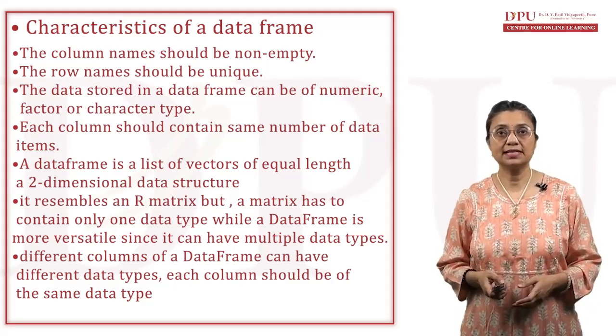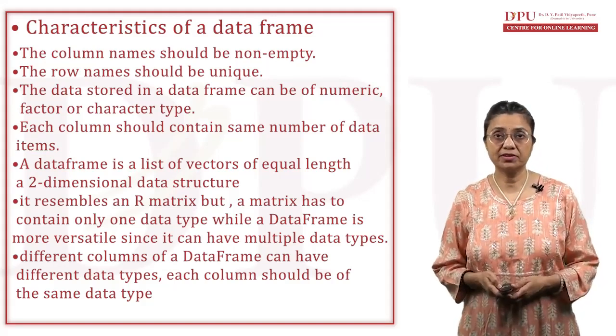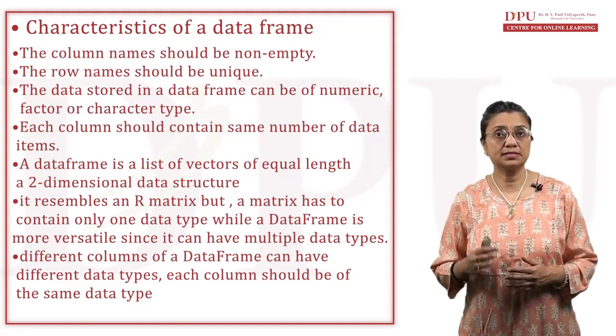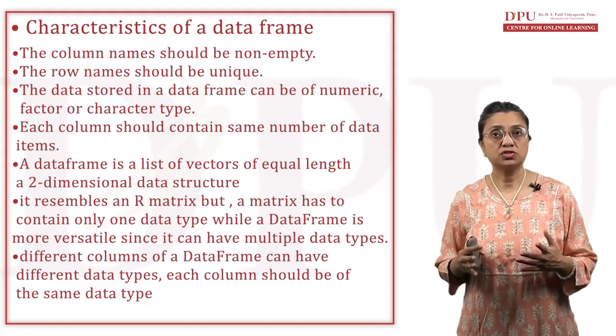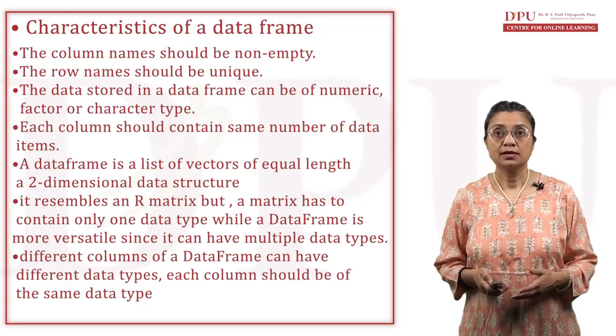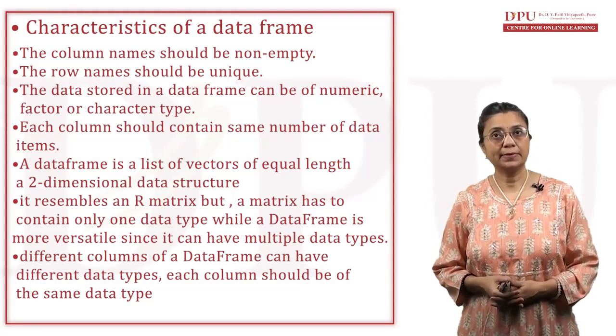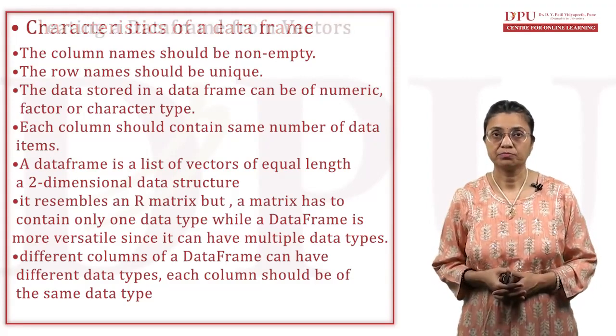So as we have seen in the example, in this data frame, we can see there are multiple data types: first is the name, second is the team, then number, position, and age. So let's quickly see how we can create a data frame in R from vectors.